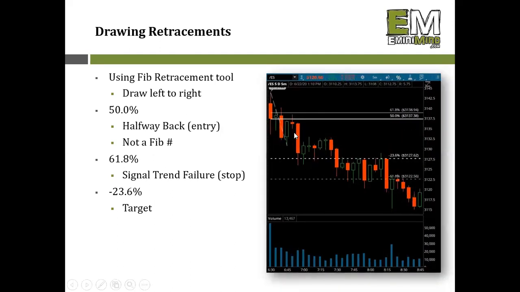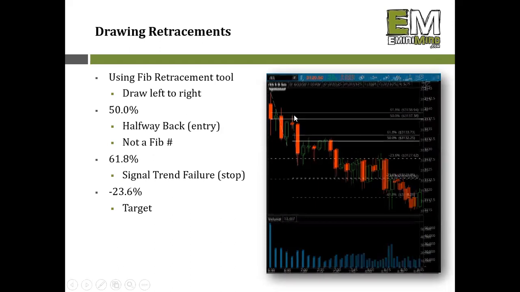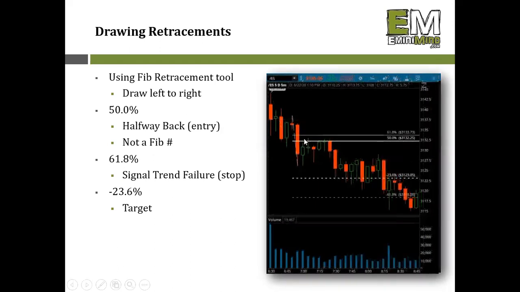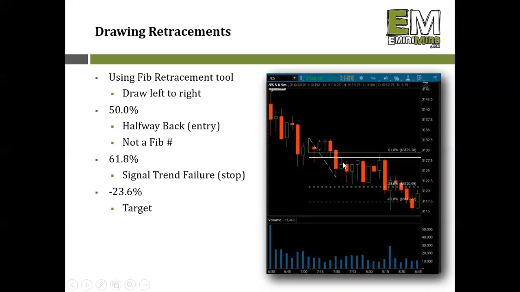So you can just get in on, let's say, the first one here, put your stop above the 61.8, and then draw up the next retracement and put your stop above that 61.8. And then just keep going. The next retracement, you draw that up, put your stop above the 61.8 until you get taken out.